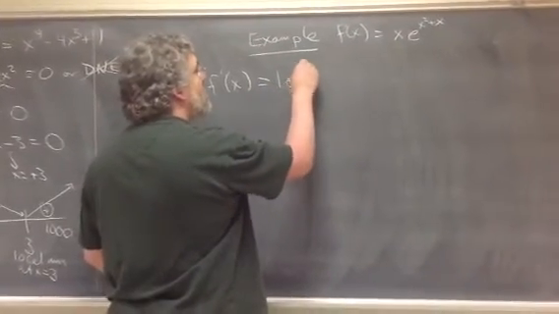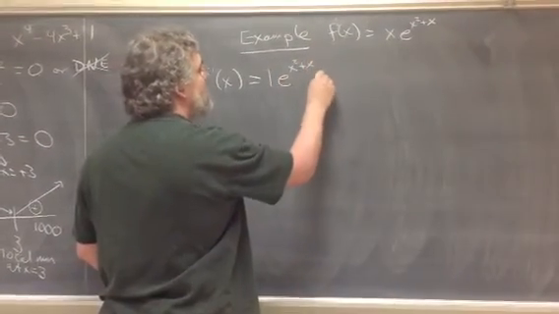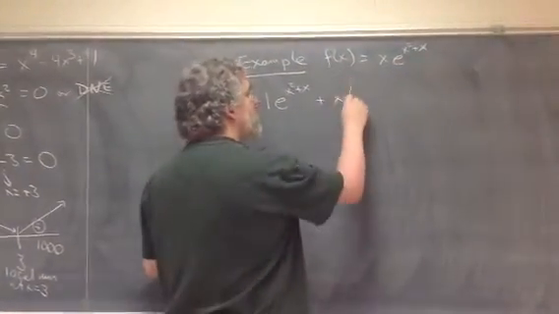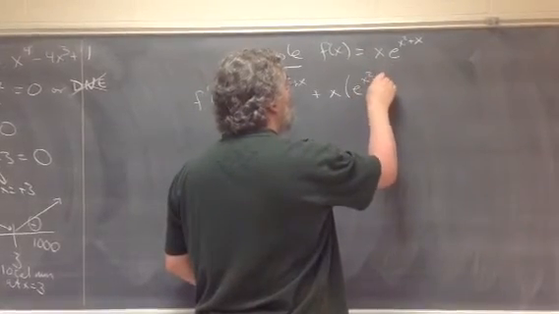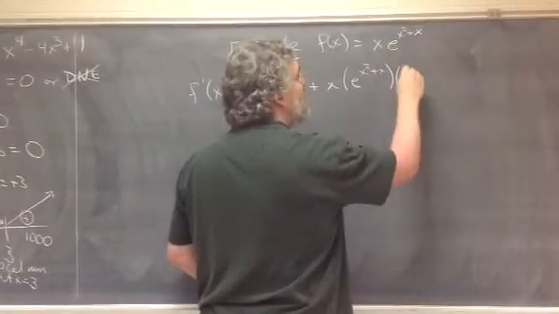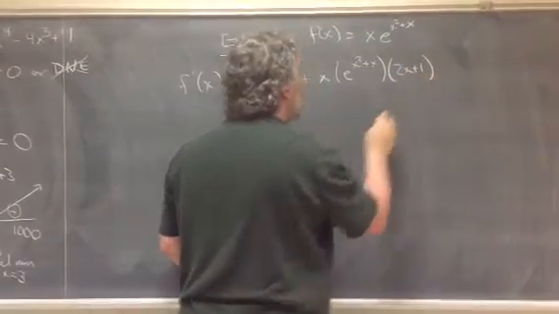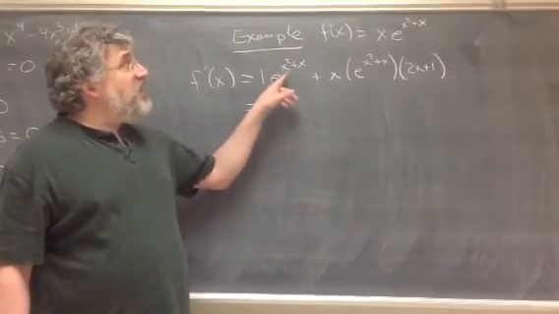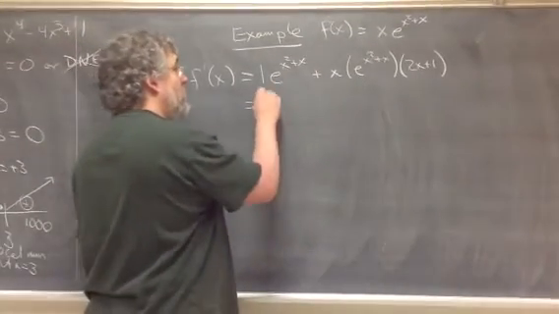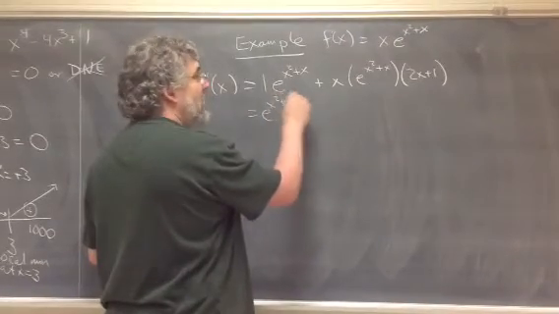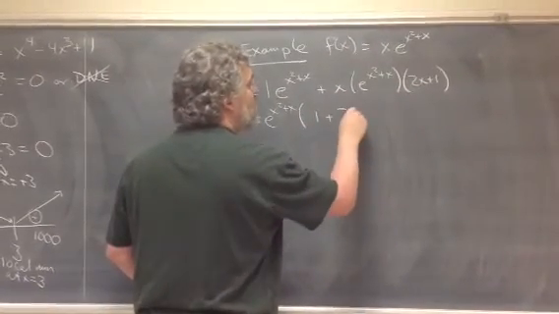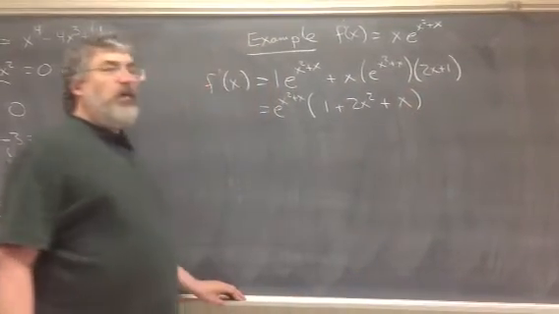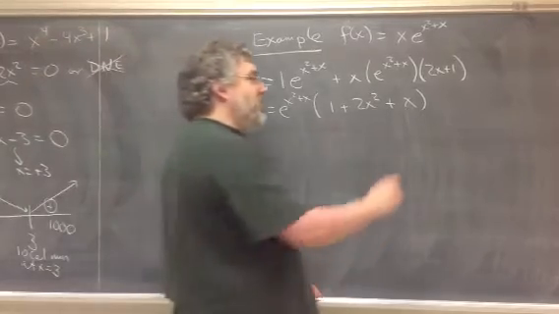1 times e^(x squared) plus x times, what's the derivative of e to the stuff? It's e to the stuff times the derivative of that stuff, which is 2x plus 1. Now that may look ugly, but actually, it's relatively easy because there's an e to the x squared everywhere. I'll factor that out. And what do I get? e^(x squared) times (1 plus 2x squared plus x). If I want that to be 0 or not exist, then I can find the critical points.